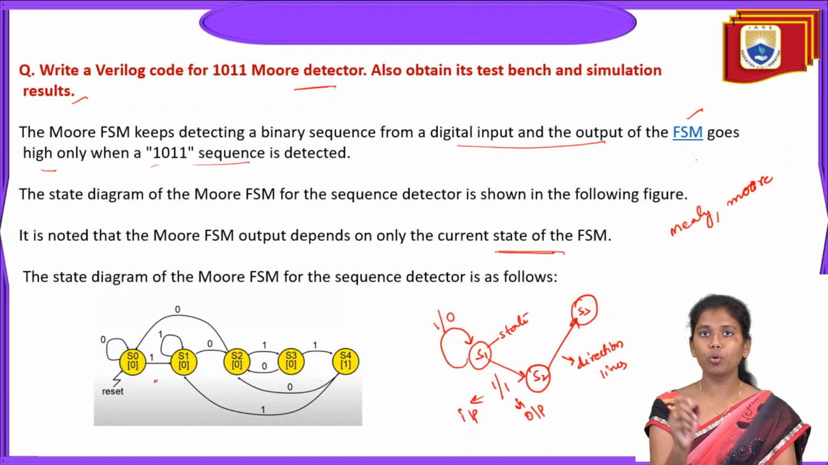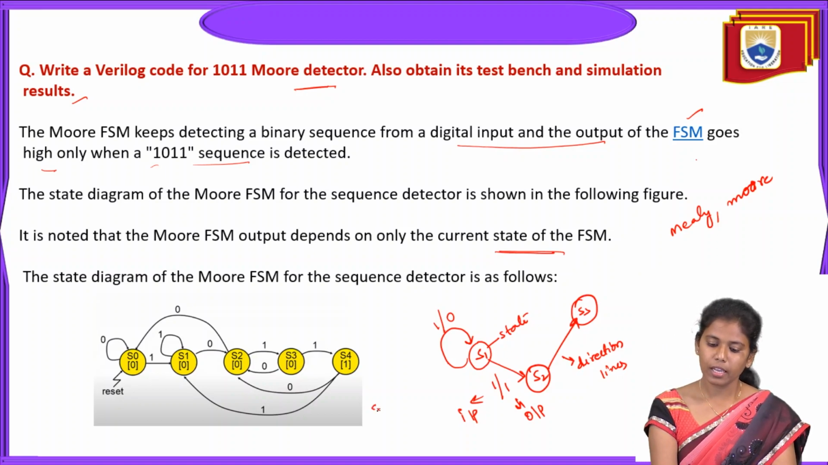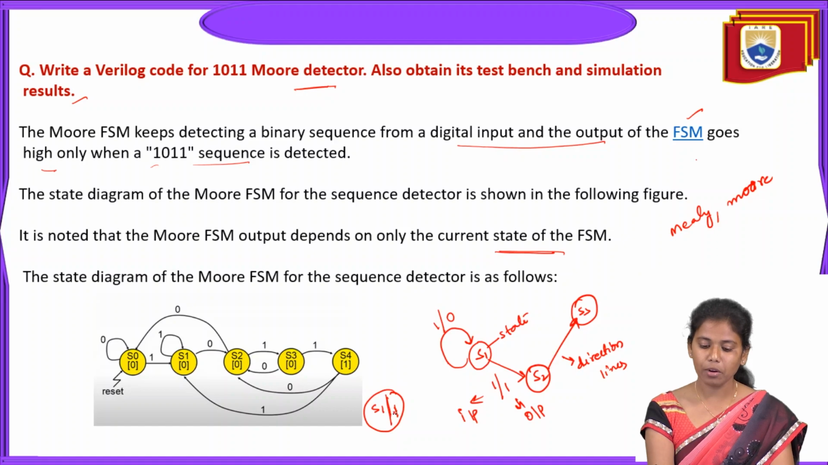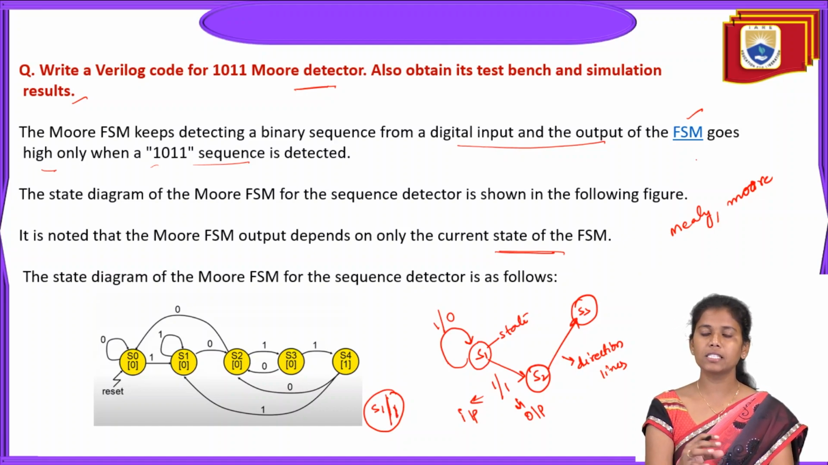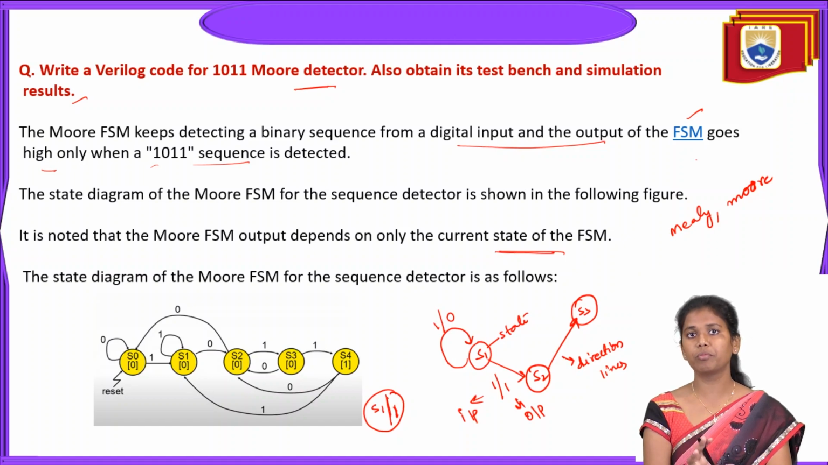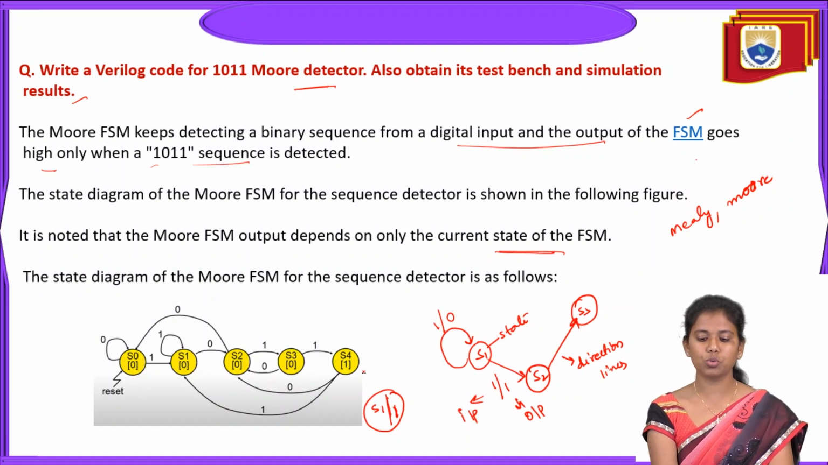For Moore machines, remember that in the state itself we are representing the outputs. That means what? S1/1 states that S1 is a state and 1 is the output. So if the output is 1, how is the state going to take its transition, from which state to which state? That is what we have to do, right? So this is about the Moore FSM. So here we have S0, S1, S2 and S3.